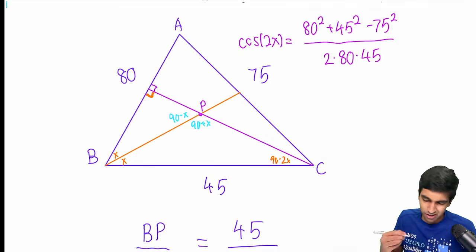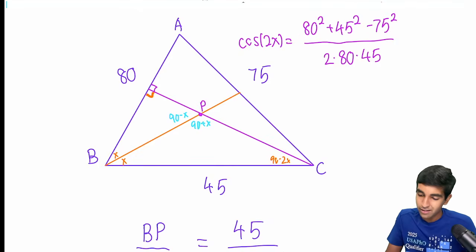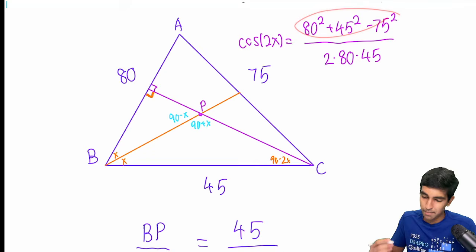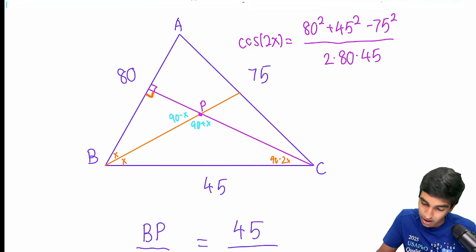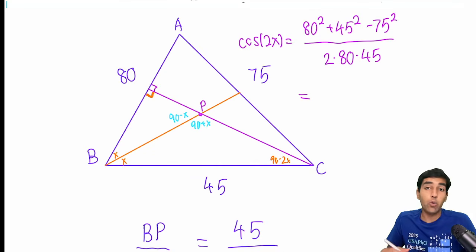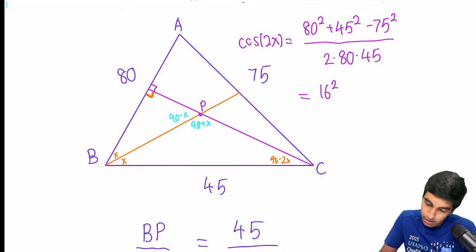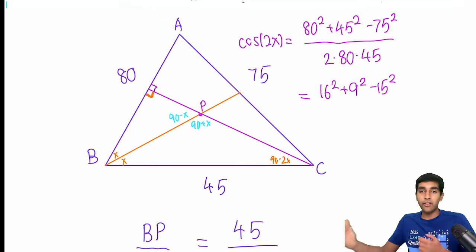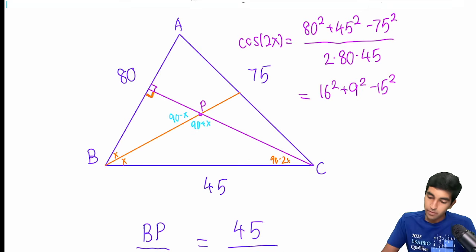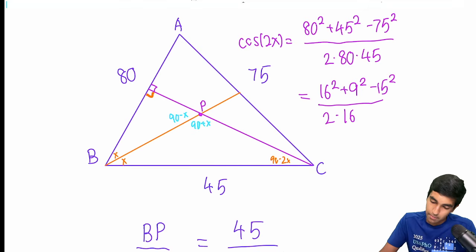The first thing I noticed, there's a bunch of factors of 5. So rather than evaluating all these and adding it up, I'm just going to divide out some factors of 5. I'm going to divide by 25 in the numerator and 25 in the denominator to get 16 squared plus 9 squared minus 15 squared, right? Dividing by 25, divide by 5 inside of the square. Here we'll just say 2 times 16 times 9.